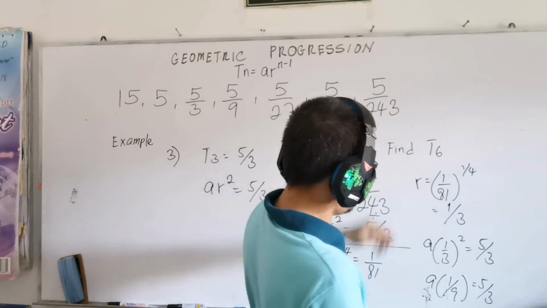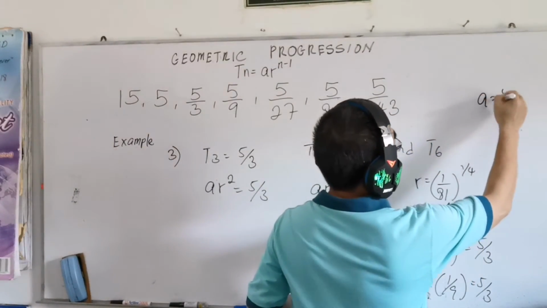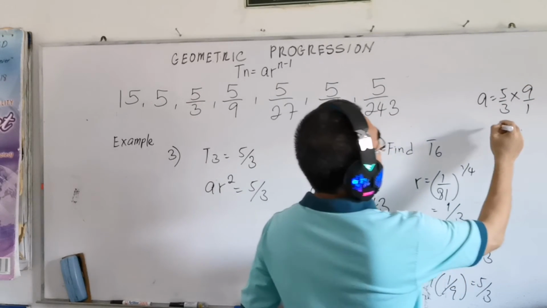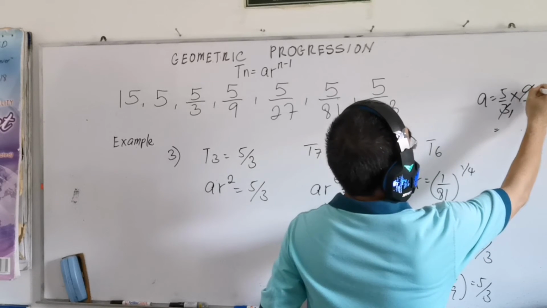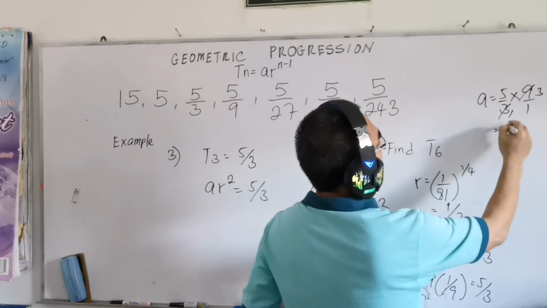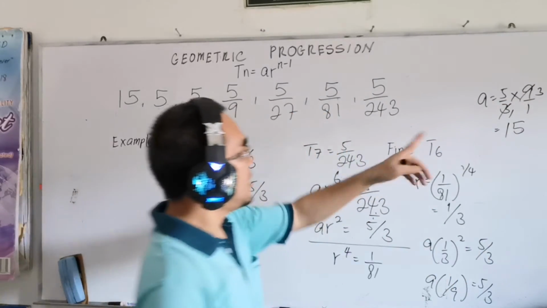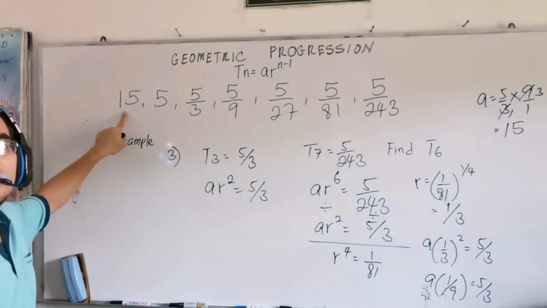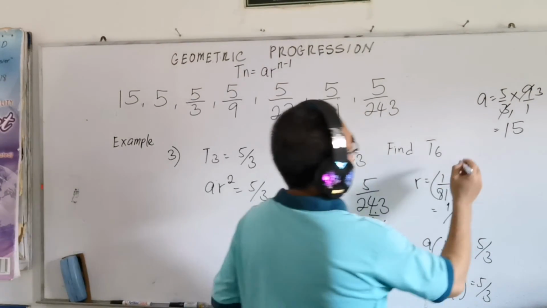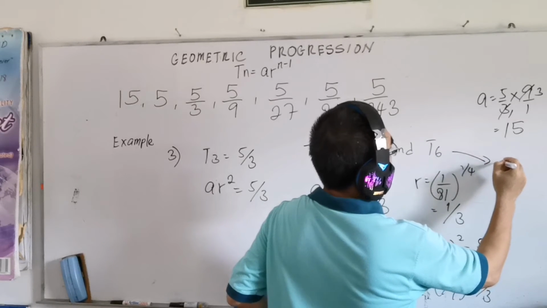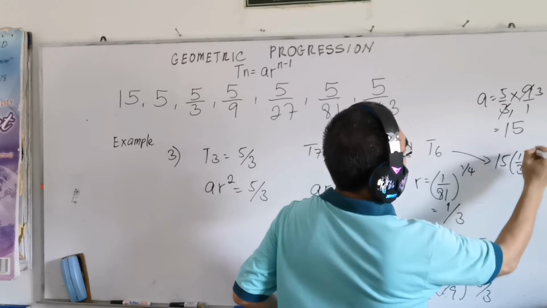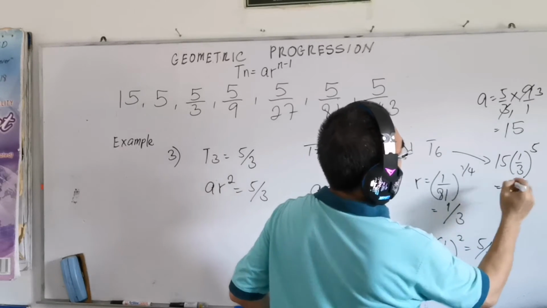Okay, right. So A is 5 over 3 times 9 over 1. So I can cut here. Then this is 3. 5 times 3, 15. So A is 15, the first term. So now we can calculate T6. So T6 will be A, 15, times R, 1 over 3, to the power of 5.